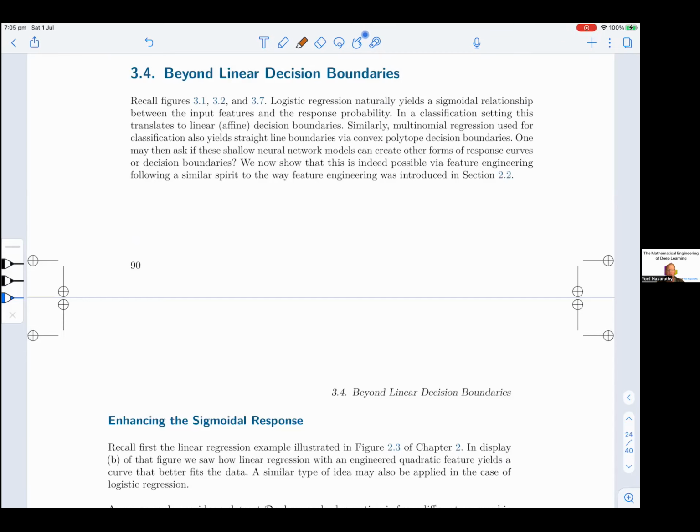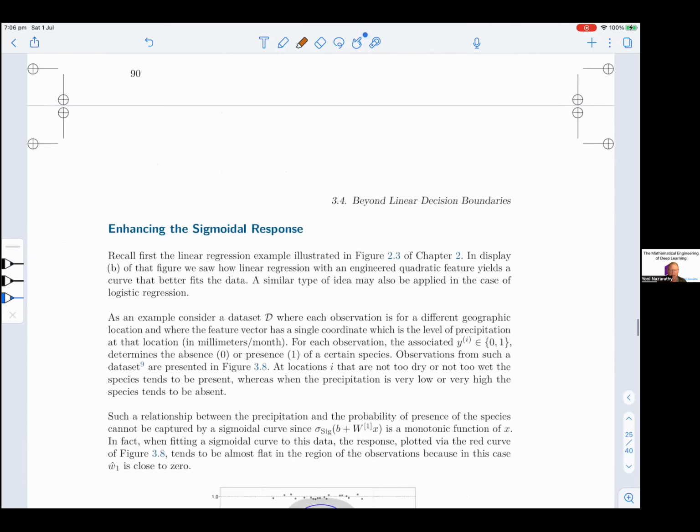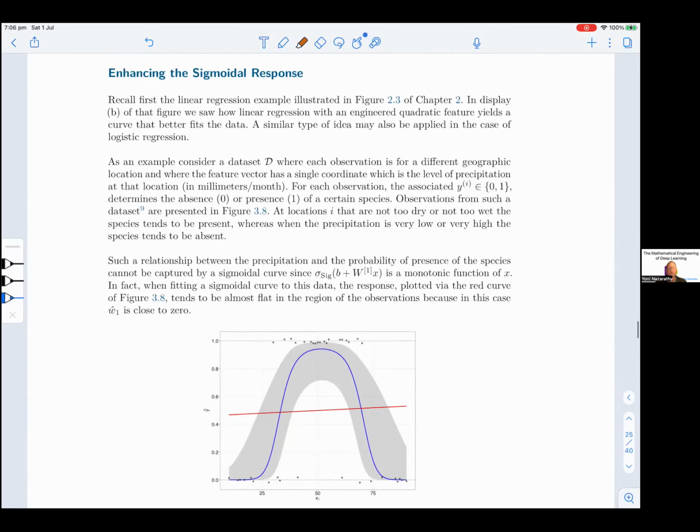We now show that this is indeed possible via feature engineering, following a similar spirit to the way feature engineering was introduced in section 2.2. So in chapter 2, we saw feature engineering for the Boston housing pricing dataset, where we just added a quadratic term, for example. Enhancing the sigmoidal response.